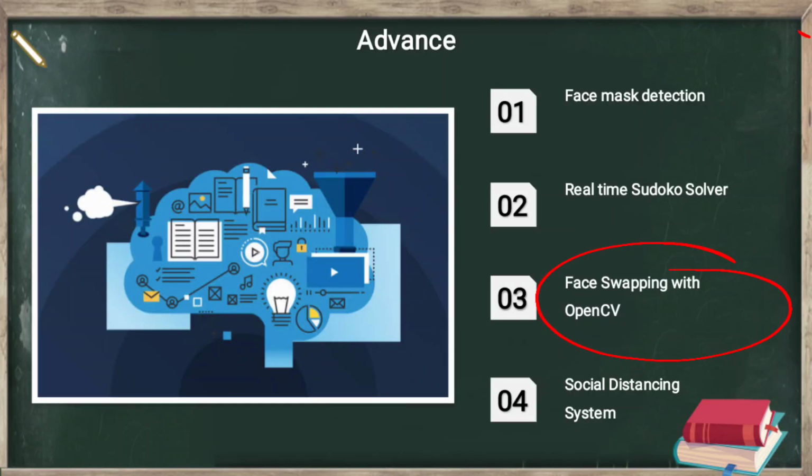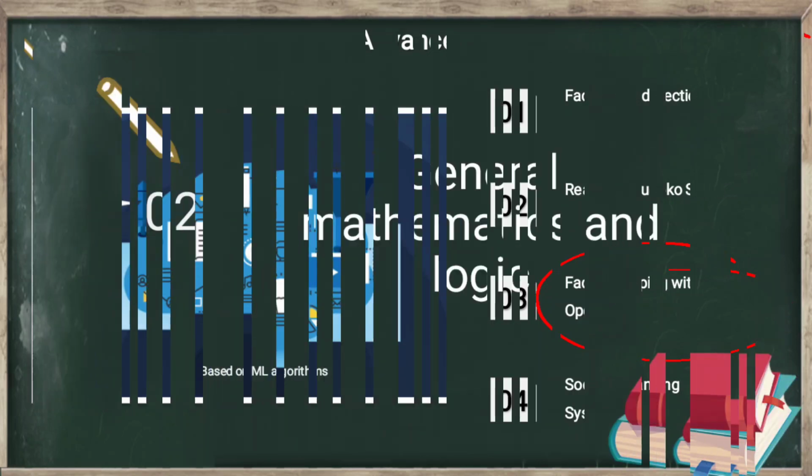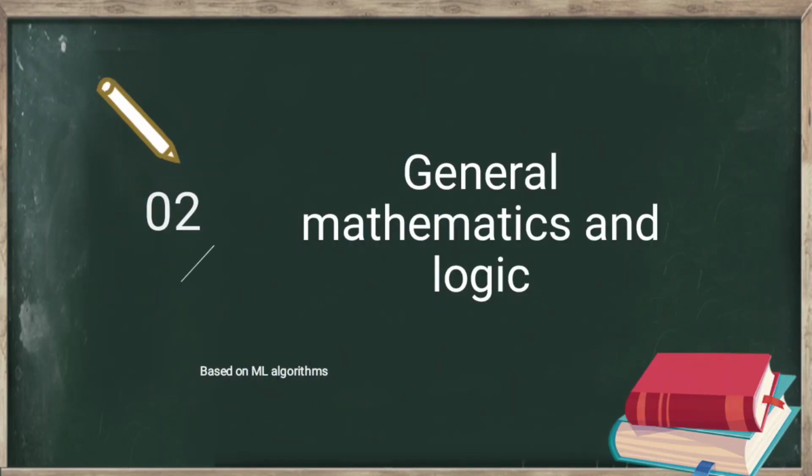You can also combine project number one and four and make a very thorough model which can fight corona. So this is our last category in OpenCV. Let me introduce the next category, that is general mathematics and logic.